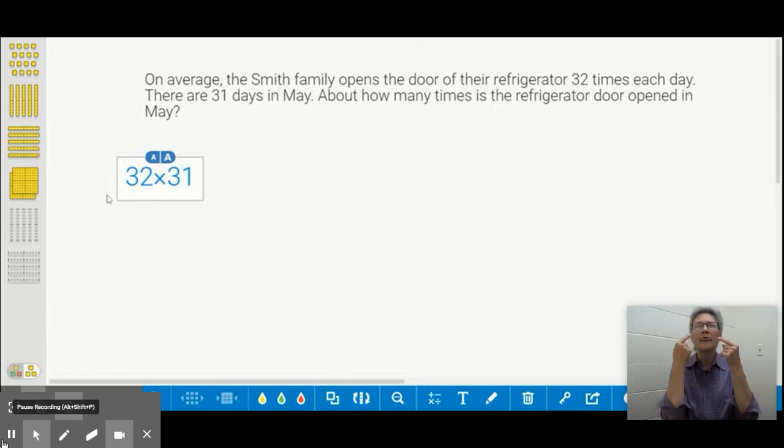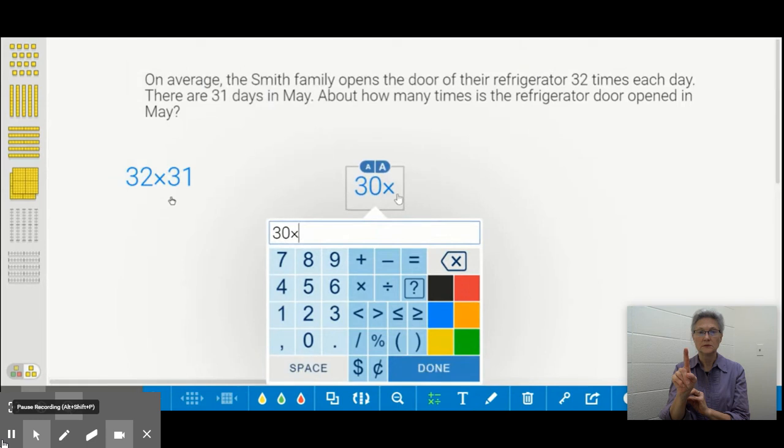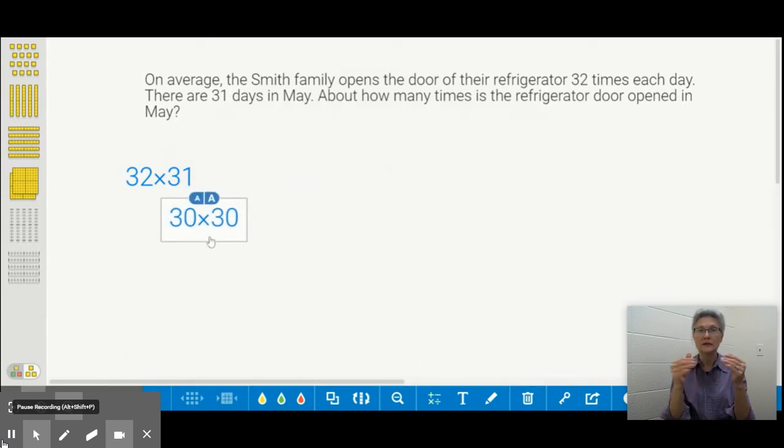So thinking about these two numbers, I know that 32 would round to 30, okay? It's closer to 30 than it is to the next 10, which is 40. So I'm going to round 32 to 30. So now I'm looking at my next number of 31. Let's move this over here. 31 is between 30 and 40, but it's also closer to 30. So here I have my new equation that I'm going to make an estimate with.